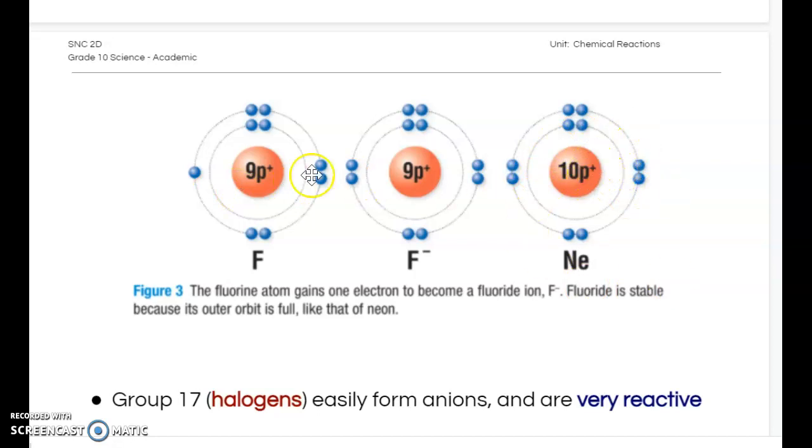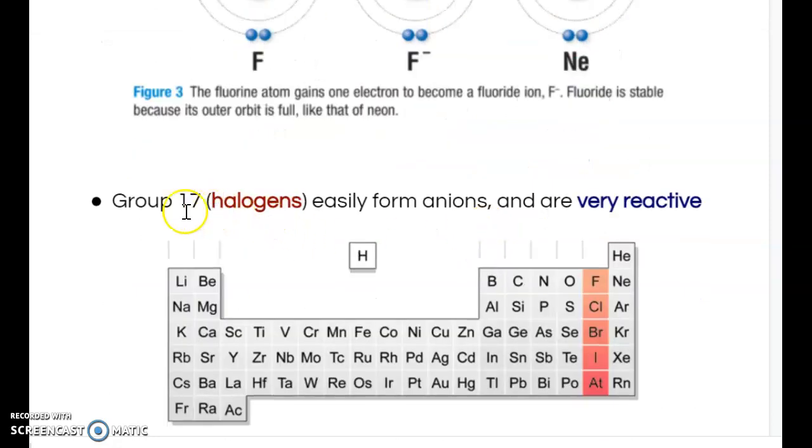So it says, hey, you know what? I'll just take an electron from, say, sodium or from calcium. And what happens is that electron comes in. It now has a -1 charge and it's happy because it looks like neon, the noble gas. Group 17 halogens easily form anions and are very reactive.